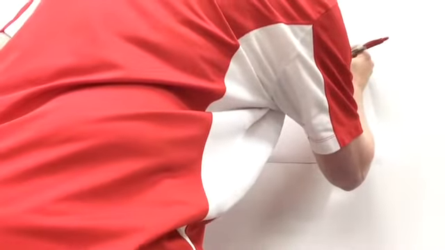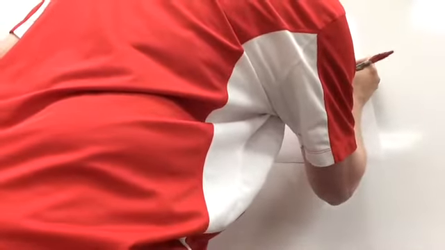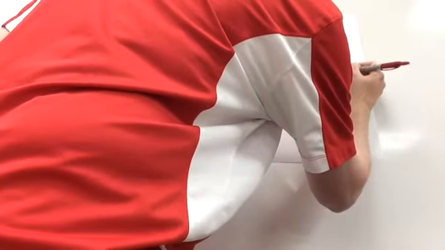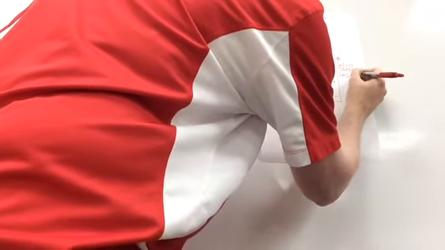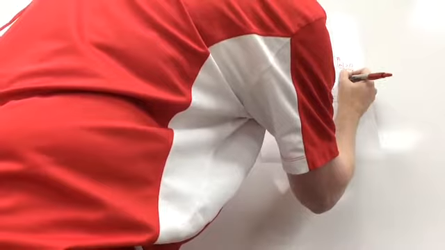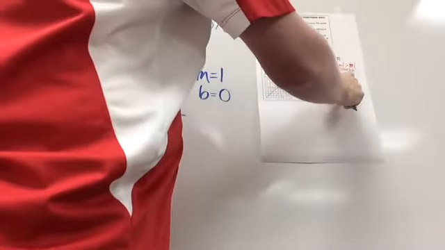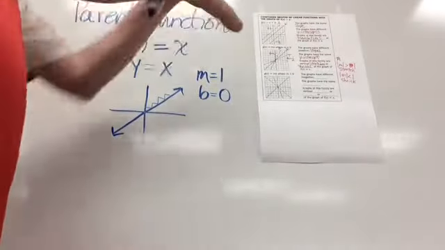When the absolute value of m is greater than 1, it's a stretch. When the absolute value of m is less than 1, it is a shrink. This number is supposed to be 1. It's when the absolute value of m is greater than 1, it's a stretch. When the absolute value of m is less than 1, it's a shrink. And again, we'll talk about this more in class if this is confusing, but go ahead and write these notes down.